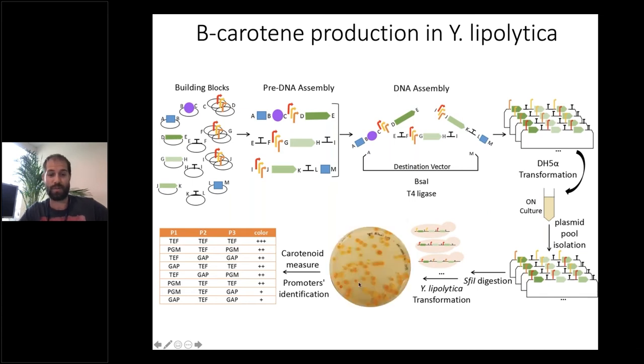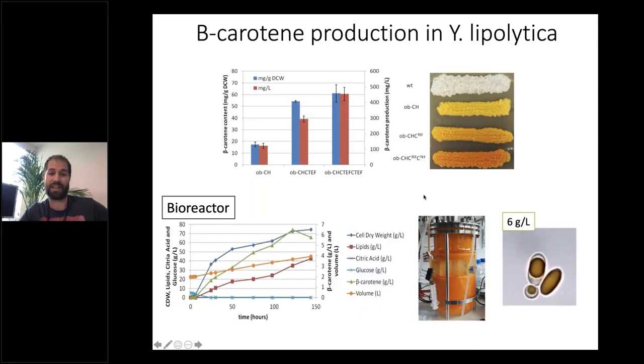We did that. We obtained something similar to what we were expecting. We sequenced the best cassettes. We reconstructed the strains, and after incorporating several copies, we took them to the bioreactor. And we reached a production of 6 grams per liter of this relatively high-value compound.